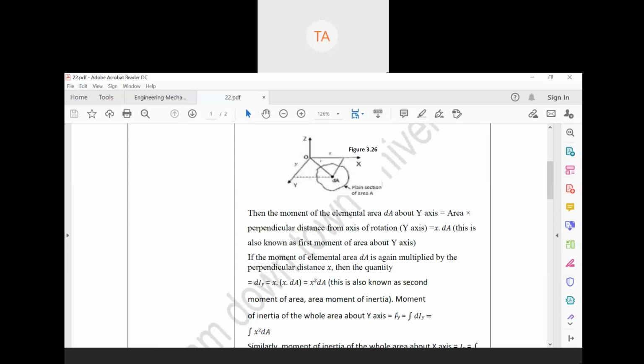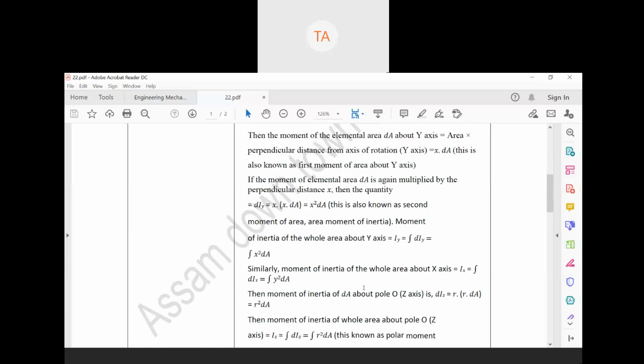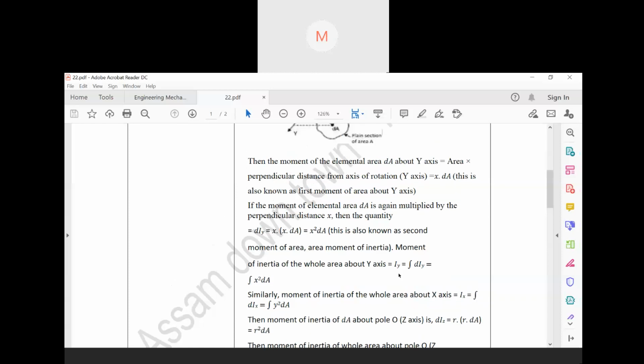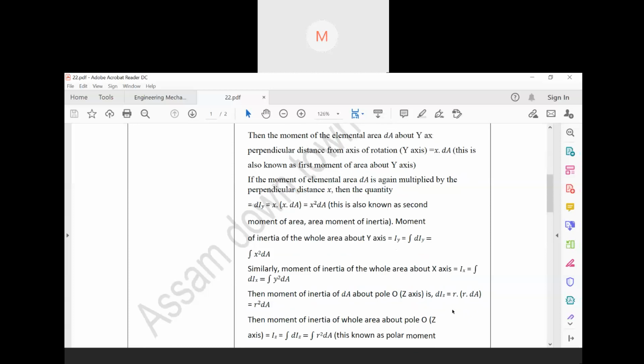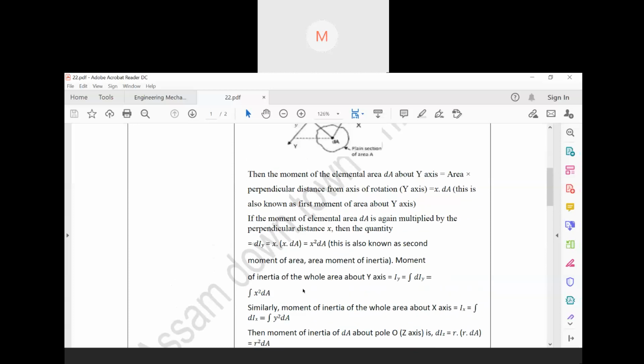That's what I'm saying: this is x into the bracket, this plus dA. That's what I'm telling you. First of all you found out the first moment of inertia, and then you have to find out the second moment of area. You found out first, that is why one time, and then second, that is why second time, that means second moment of area.